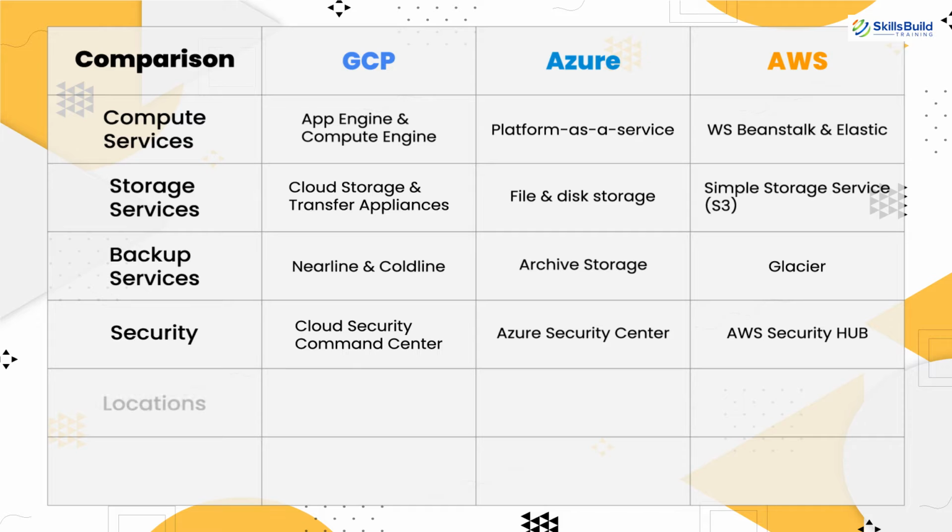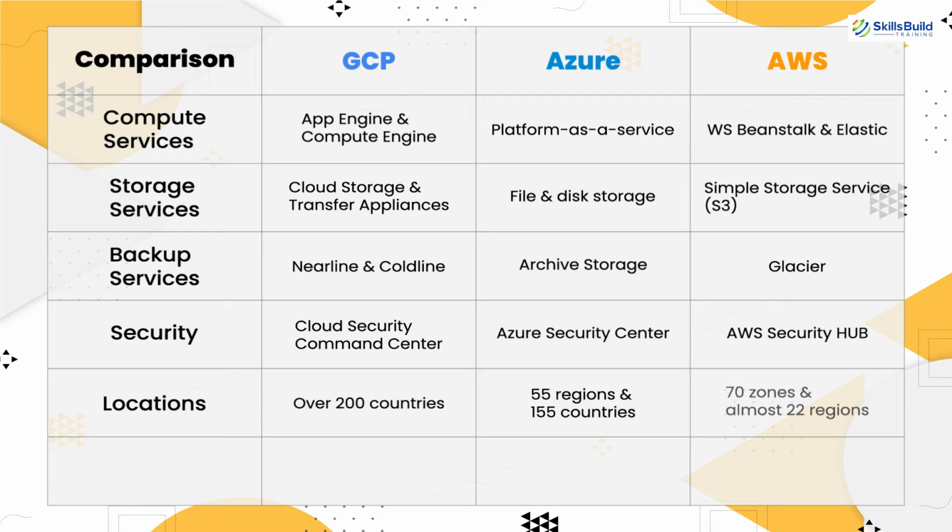If we talk about the locations, Google has a presence in over 200 countries, while Microsoft Azure has 55 regions and a presence in 155 countries. In Amazon, it has 70 zones and almost 22 regions.